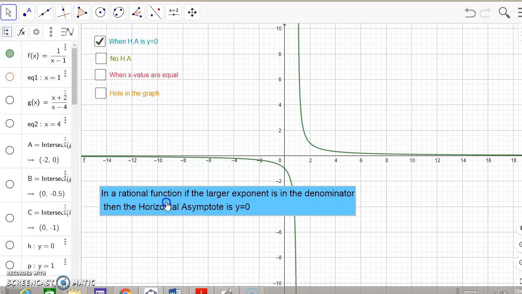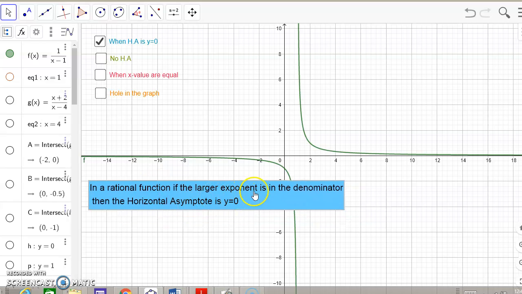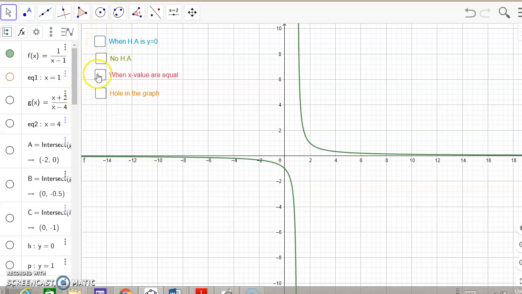It says in a rational function, if the larger exponent is in the denominator, then the horizontal asymptote is y equals 0. As you can see, this is the only x, and so it counts as a larger exponent because there's not an exponent in the numerator. So in this case, our horizontal asymptote will be y equals 0. I'm going to go ahead and click on that.